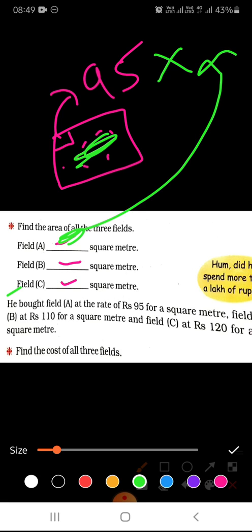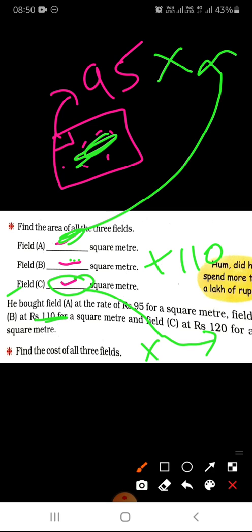the field A. Similarly, you will do for the cost of field B, as field B costs 110. Whatever answer you get, you will multiply that by 110. Similarly for field C, whatever answer you get here, you will multiply that by 120. You will get the cost of field A, field B and field C. All the 3 fields' answers you will get.